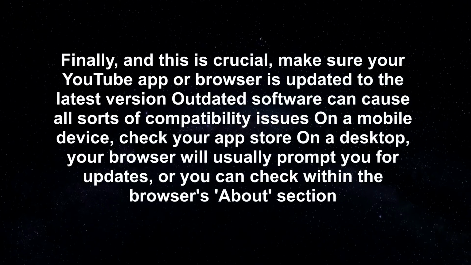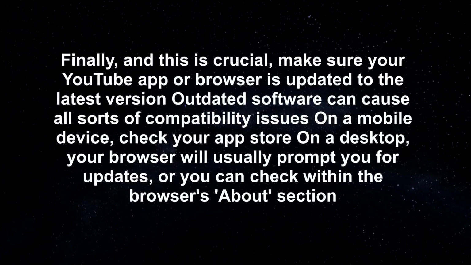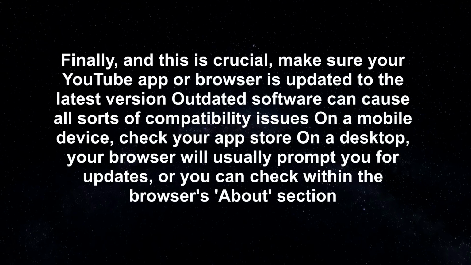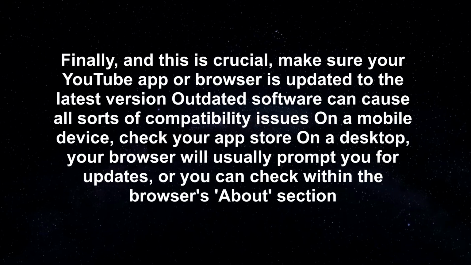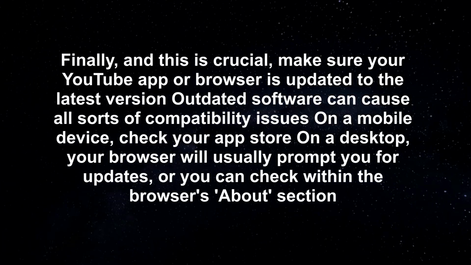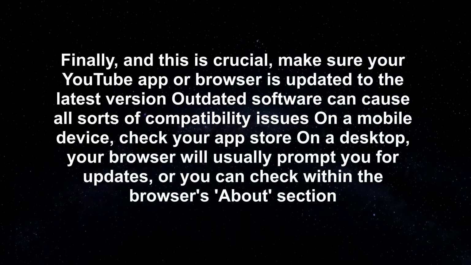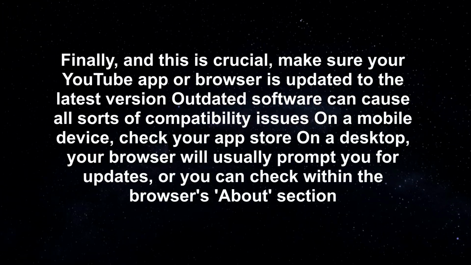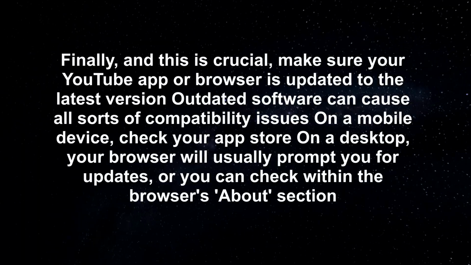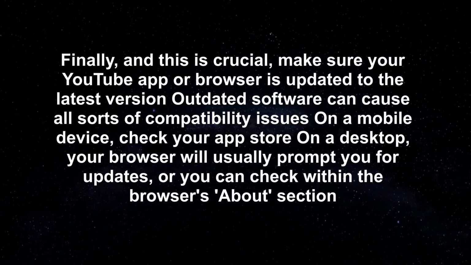Finally, and this is crucial, make sure your YouTube app or browser is updated to the latest version. Outdated software can cause all sorts of compatibility issues. On a mobile device, check your app store. On a desktop, your browser will usually prompt you for updates, or you can check within the browser's About section.